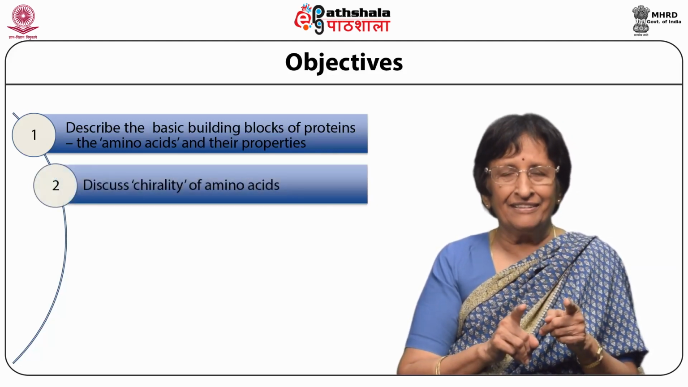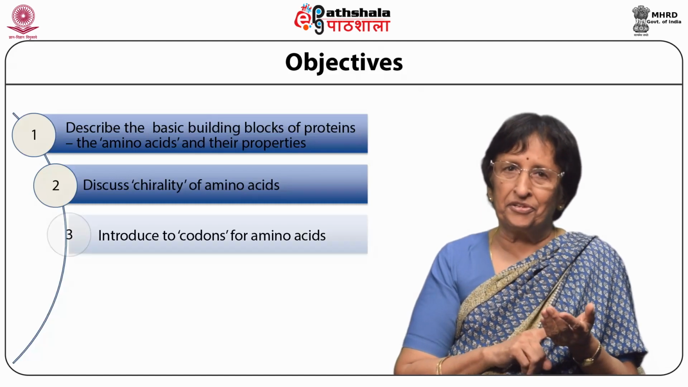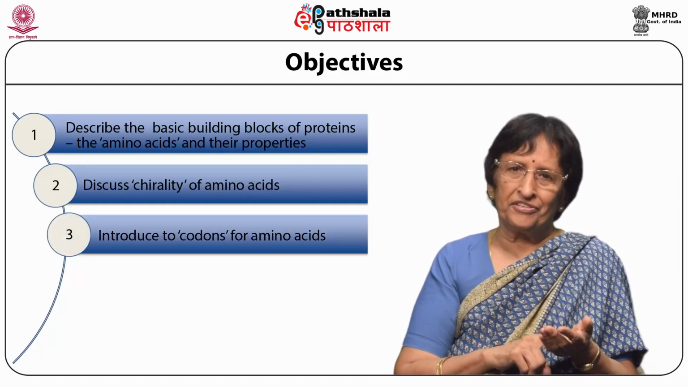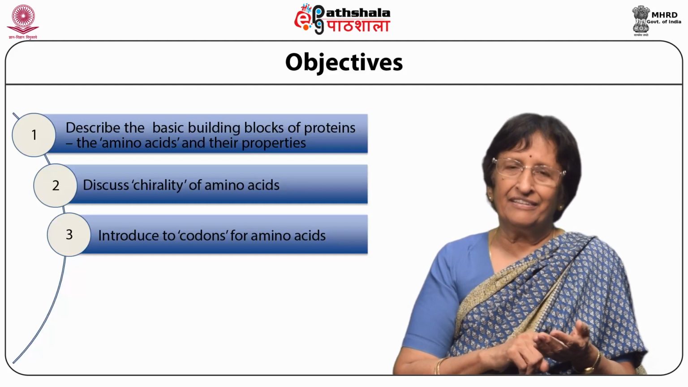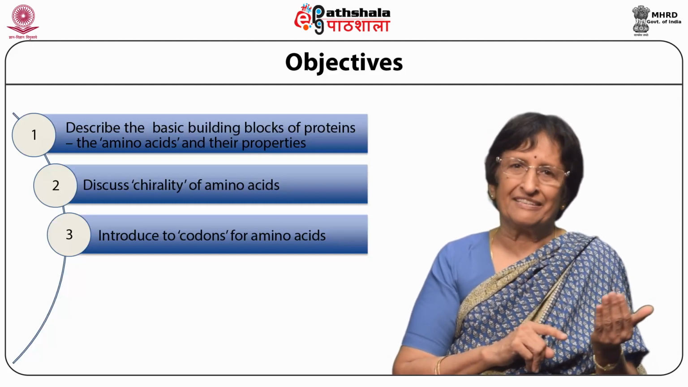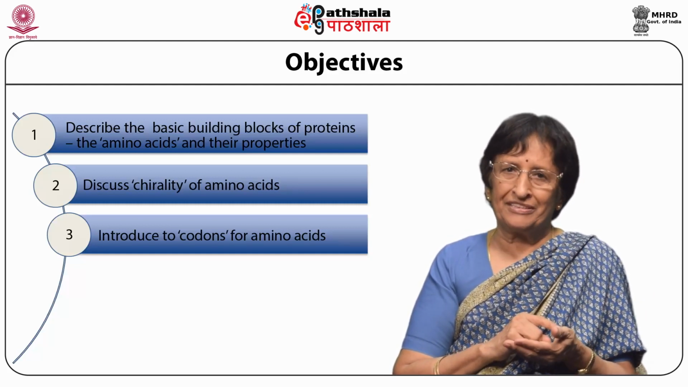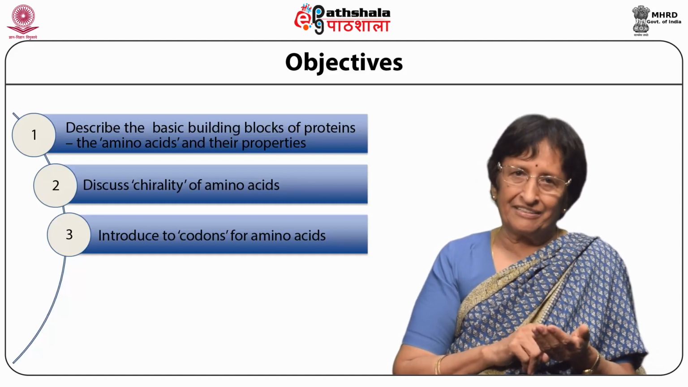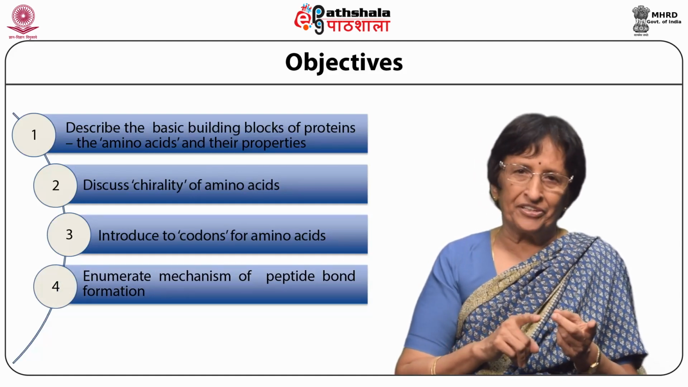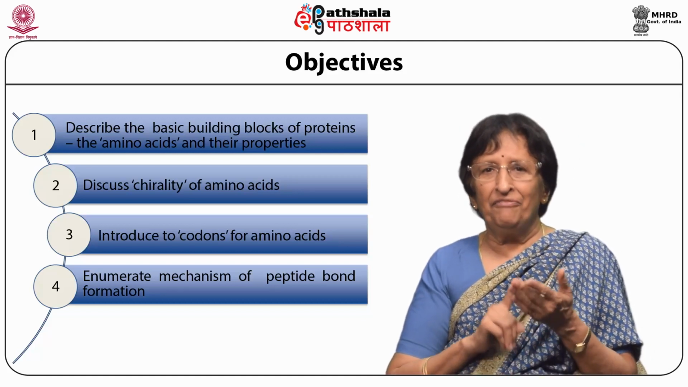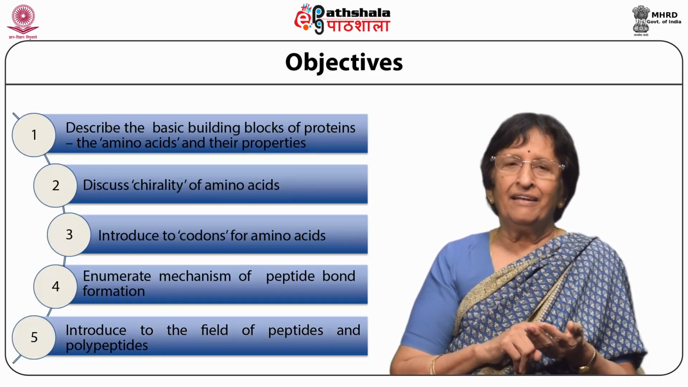I want to discuss next the chirality of the amino acids. Third, I wish to introduce you to the concept of codons for different amino acids. You know, codons connect our proteins to our genes through the sequence of nucleotides controlling the sequence of amino acids, which are called codons. Next, I would like to enumerate the mechanism of peptide bond formation. Lastly, I wish to introduce you to the great field of peptides and polypeptides.